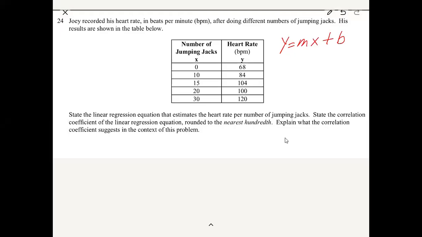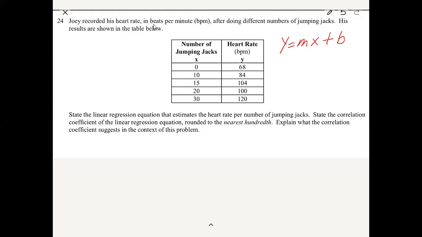Hey guys, this is Mr. H. I'm going to do question 24 from the Regents review. This is a linear regression. We've done a bunch of linear regression questions. This one is basically just using a spreadsheet and trying to come up with the slope and the y-intercept.